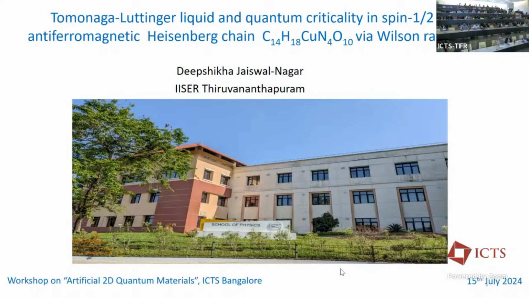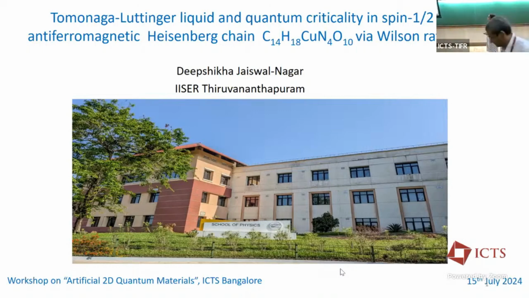So our next speaker is Deepshikha Jaiswal Nagar. She's a professor at IISER Thiruvananthapuram, and she'll be telling us about quasi-1D antiferromagnetic spin chains. Yeah. So thank you very much.